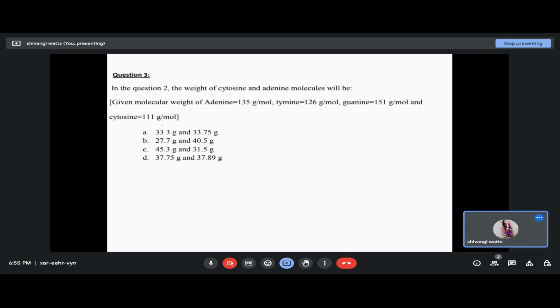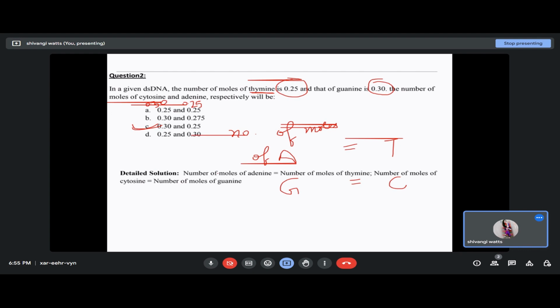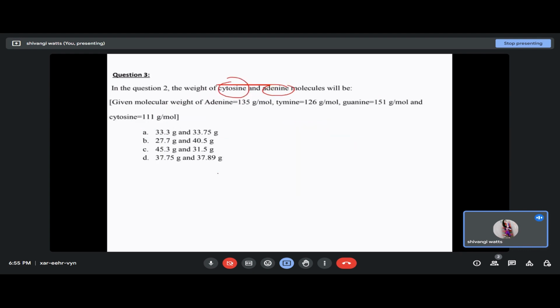So the next question is: the weight of cytosine and adenine molecules are. In question 2, they have given the number of moles. Number of moles for cytosine is 0.30 and for adenine it's 0.25.